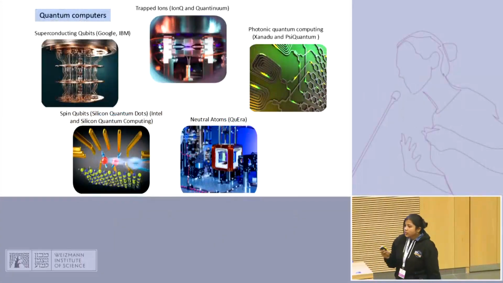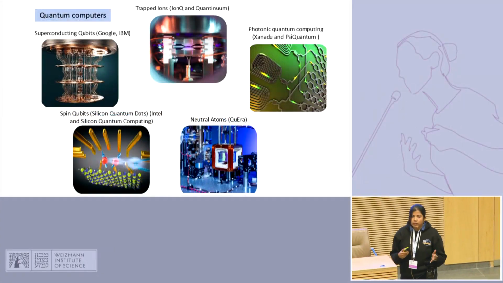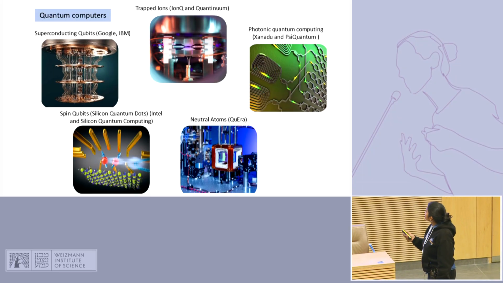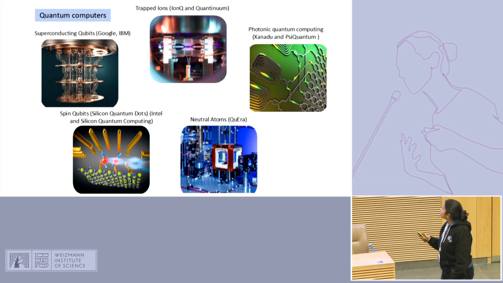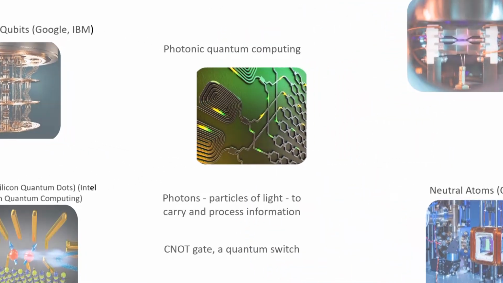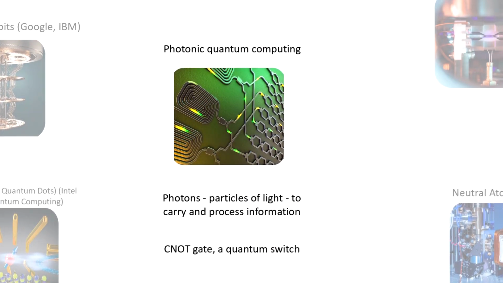There are various researchers trying to develop quantum computers, even companies and startups are working on it. There are different platforms through which we can perform quantum computing, such as superconducting qubits, trapped ions, neutral atoms, spin qubits, photonic quantum computing. What we are working on is photonic quantum computing. Here, we are using the particles of light, called photons, to perform the computation. They carry and process the information that we need.